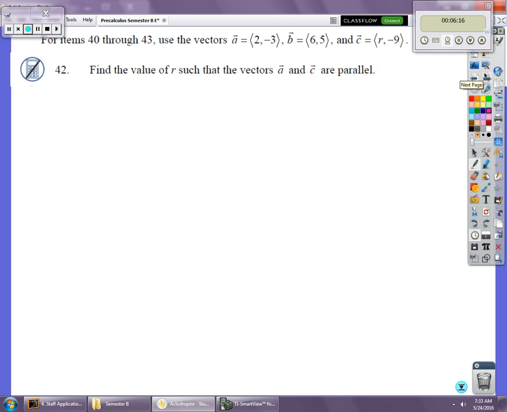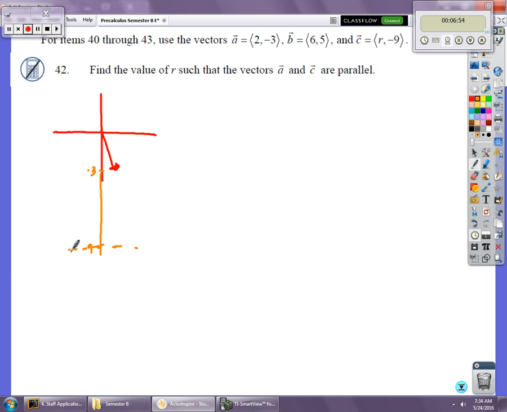Okay, find the value of r such that the vectors a and c are parallel. Okay, let's take a look. So I like to get a picture here. Okay, 2, -3 again. Again, I'm not sure how awesome that is, but that's okay. So that's A. And C. Aha, we're missing something in C. All we know is that the y coordinate is -9. So I know that if that's -3, then maybe not -9, it's somewhere down here. So I know that the vector has a height somewhere around the -9 level.